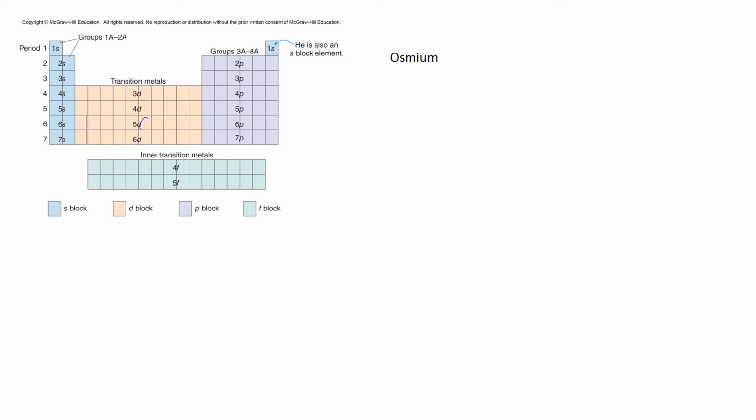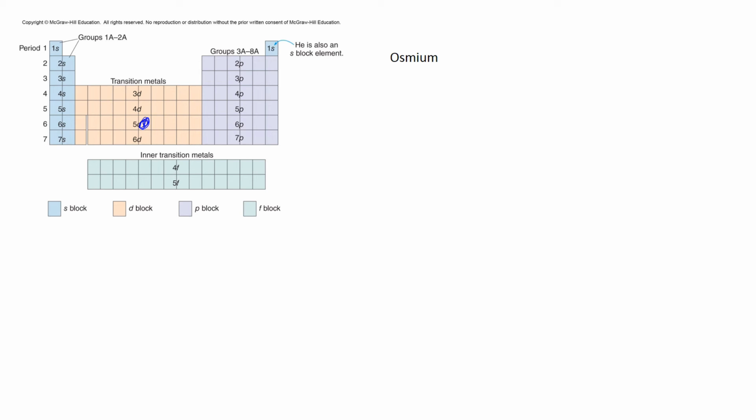Osmium is located right here on the periodic table. When you start to get into these elements that have a lot more protons and electrons to deal with, writing the longhand configuration tends to get really tedious and you have lots of room for mistakes. So we're going to talk about how to write osmium using a shorthand or noble gas configuration.